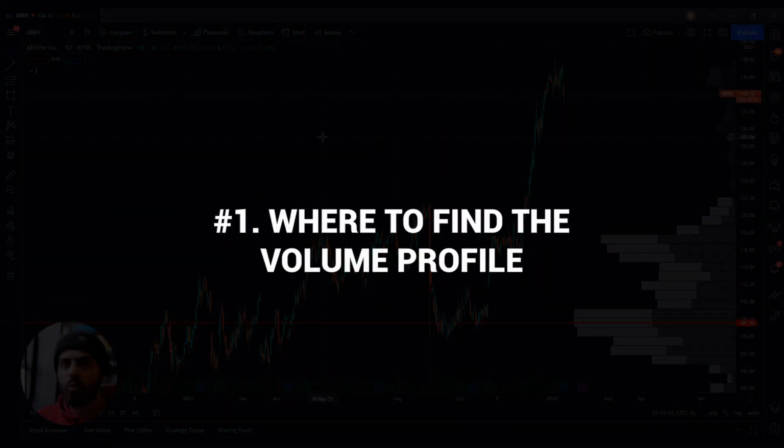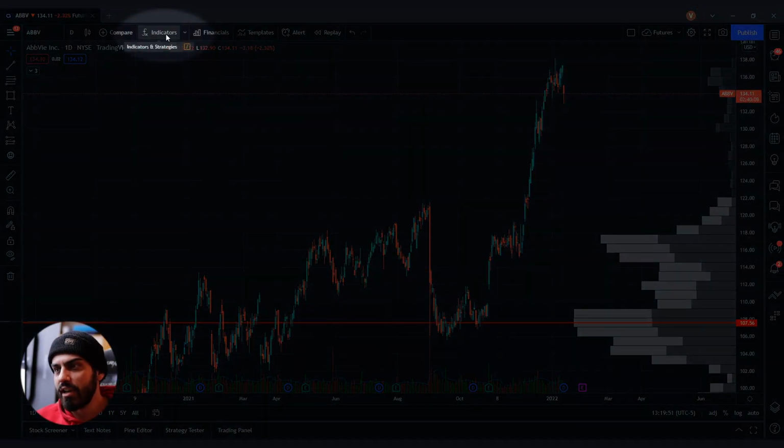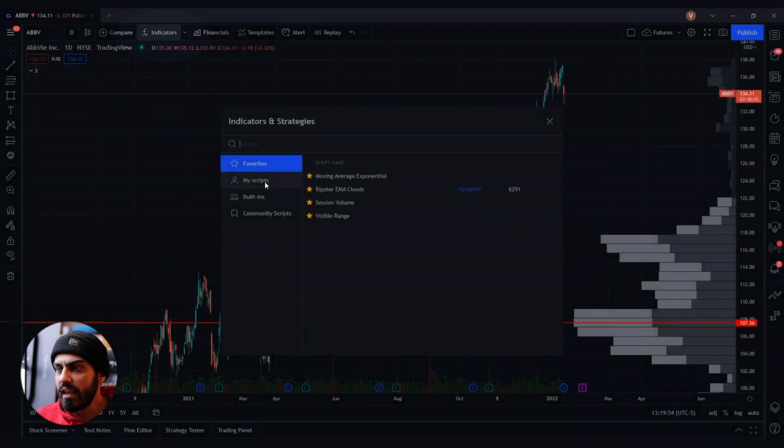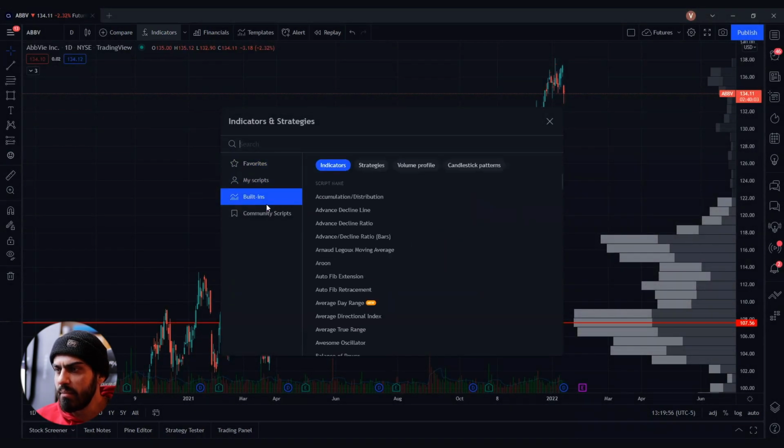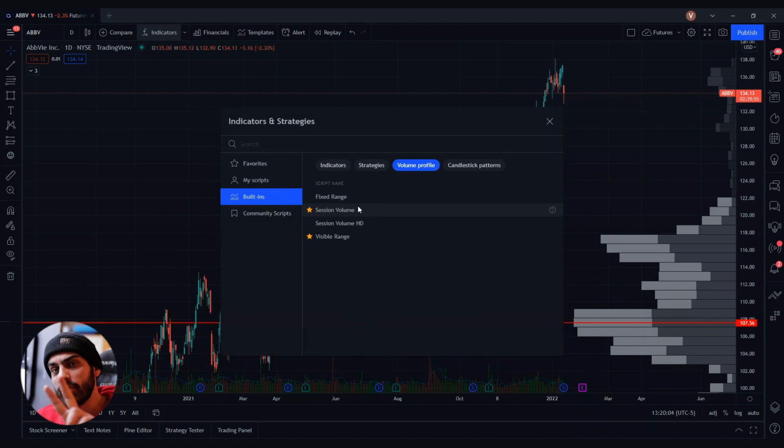Step one, right? Where do you find it on TradingView? If you go up to the little indicator tab, you guys can see that right here. We pop that up. And in the built-ins, you'll see that we have the volume profile. Now, the volume profile here in the built-ins, we got two. You guys can see that they're both starred, right? So we're going to pick up the session volume profile and we're going to pick up the visible range.